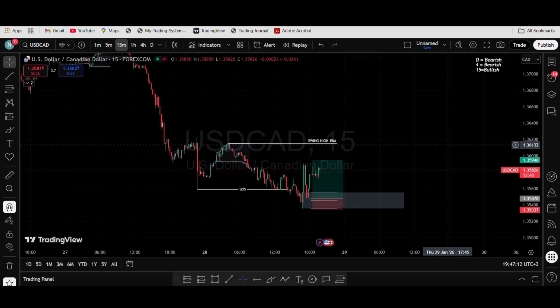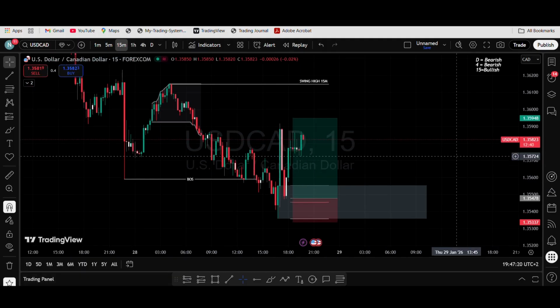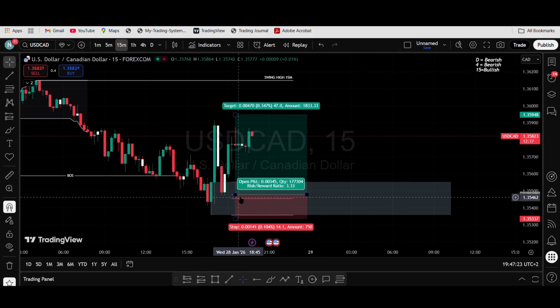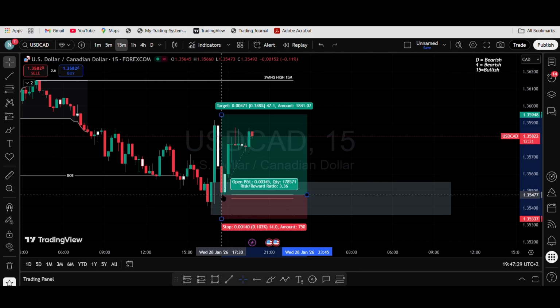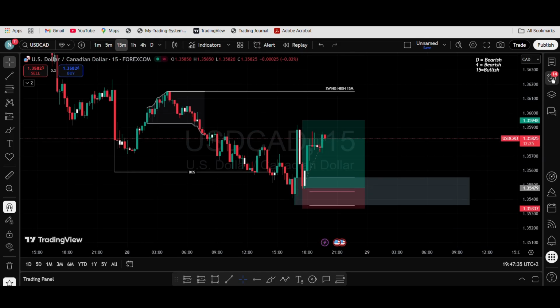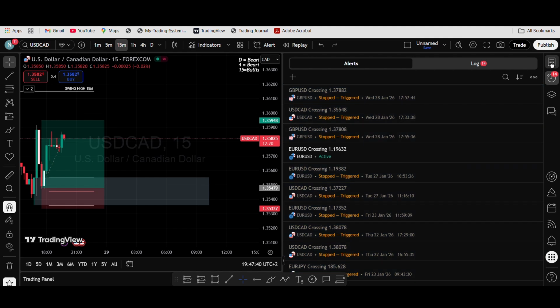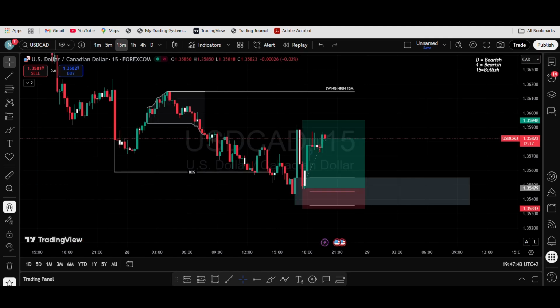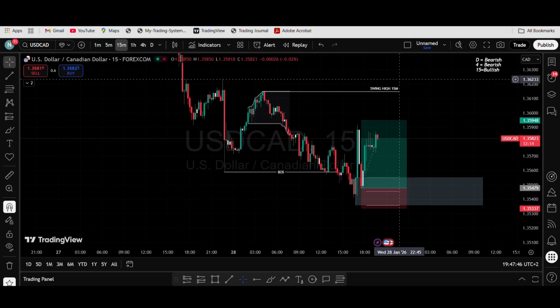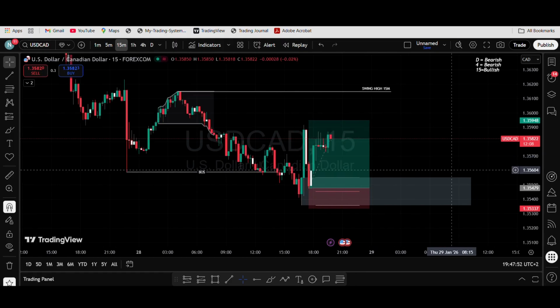What's up? I'm gonna start today's end of day with this trade idea from USD CAD. And I say idea because I didn't actually end up taking this one. I'm gonna try and explain why, and then once we start touching on the GBP USD one, you'll start to see why I chose the GBP USD one over this one.